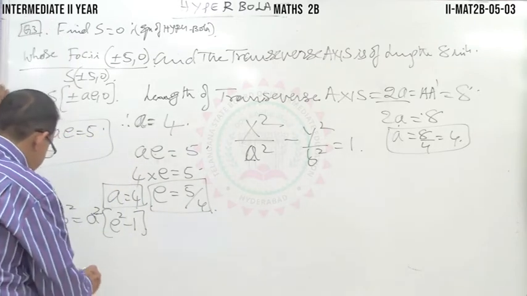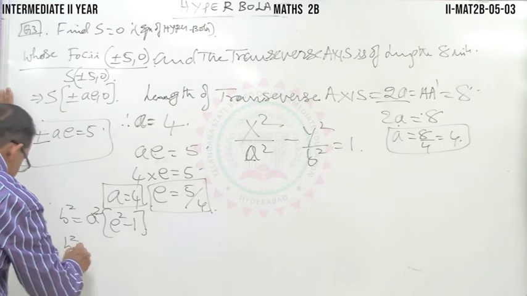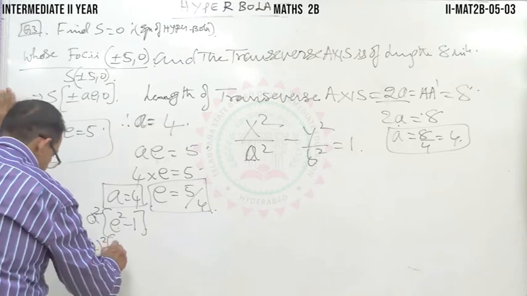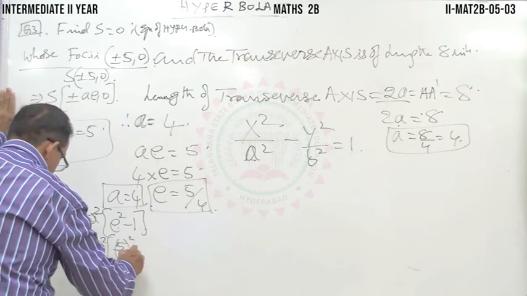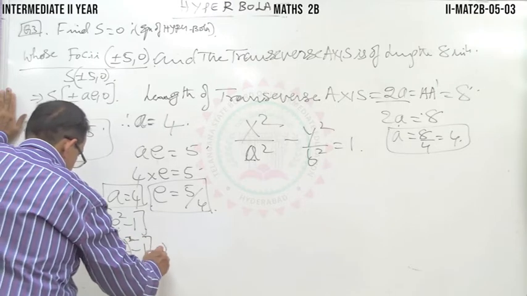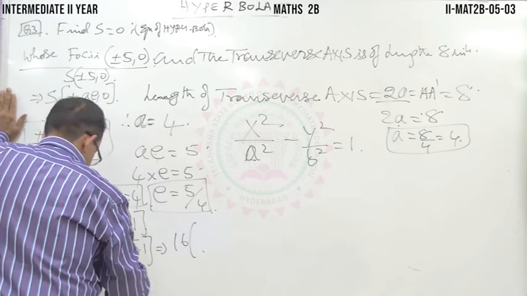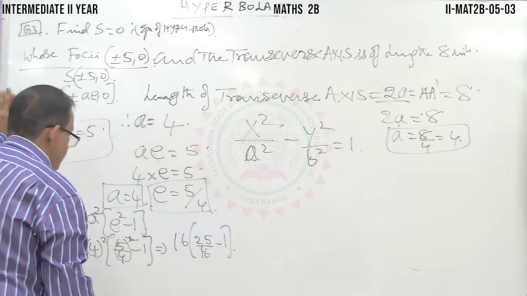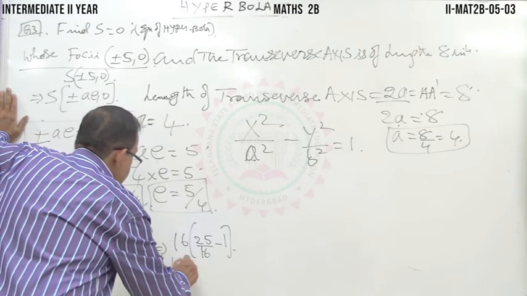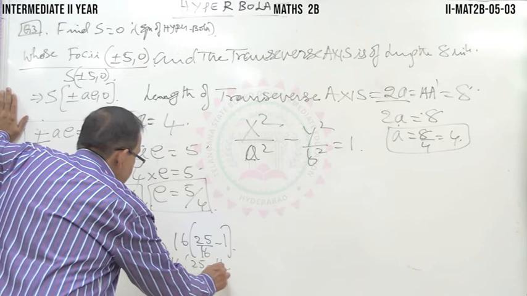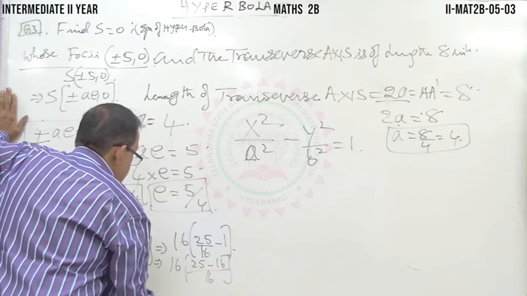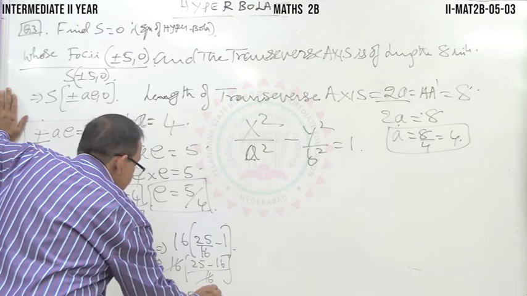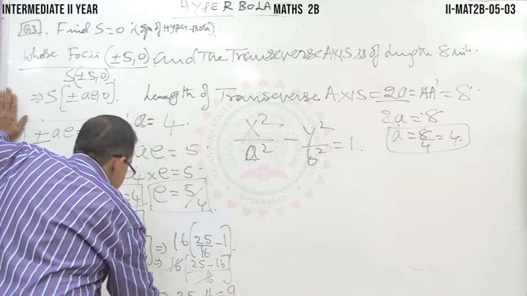We have B square is equal to, by the formula, A square, that is 4 square, E square, you know, 5 by 4 whole square, minus 1. So this helps us to find 25 by 16 minus 1. This enables us to see by writing down 16 into 25 minus 16 divided by 16. So friends, the denominator 16 and 16 is cancelled. You have 25 minus 16, which is 9. So B square is equal to 9.